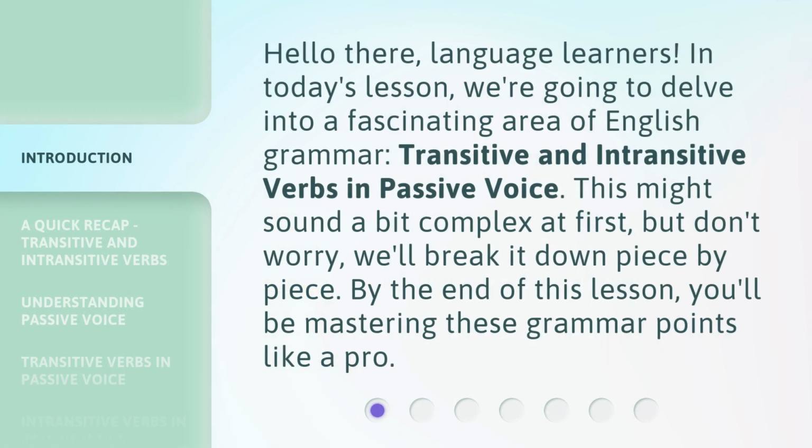Hello there, language learners. In today's lesson, we're going to delve into a fascinating area of English grammar: transitive and intransitive verbs in passive voice. This might sound a bit complex at first, but don't worry, we'll break it down piece by piece. By the end of this lesson, you'll be mastering these grammar points like a pro.